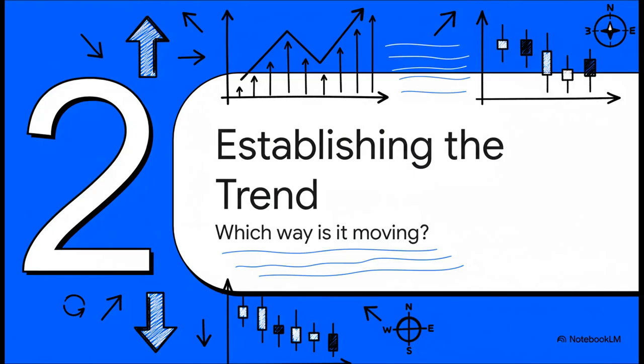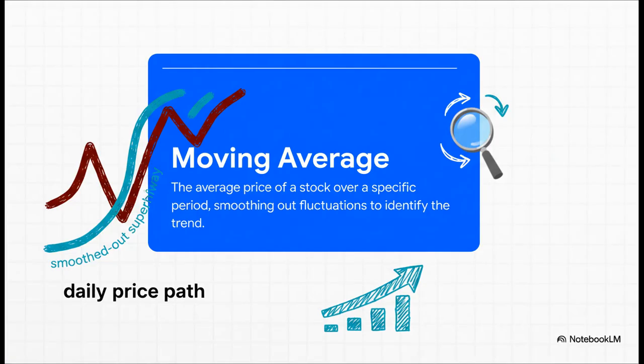Let's start our investigation with the most fundamental question you can ask. Big picture, which way has this stock been heading? We need to establish that primary trend. And to do that, we use a tool called a moving average. Look, think of it like this. If the daily price is a crazy, zigzagging back road, the moving average is the smooth superhighway that shows you the general direction you're traveling.